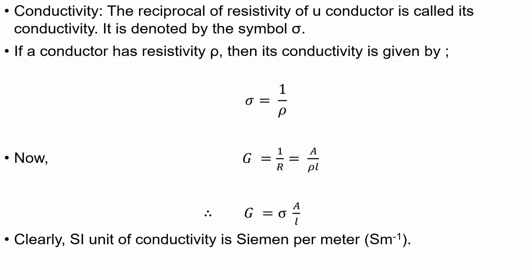Conductivity. The reciprocal of resistivity of a conductor is called its conductivity. It is denoted by the symbol sigma. If a conductor has resistivity, rho, then its conductivity is given by sigma equals 1 upon rho. Now, G equals 1 upon R equals A upon rho L. Therefore, G equals sigma A upon L. Clearly, SI unit of conductivity is Siemens per meter.